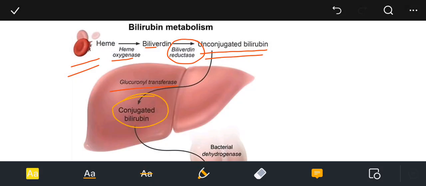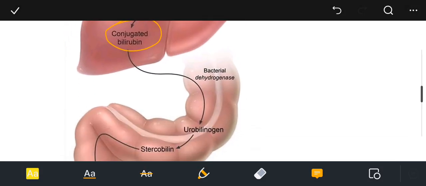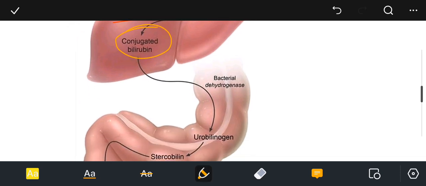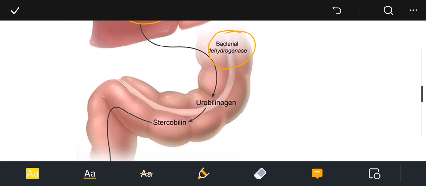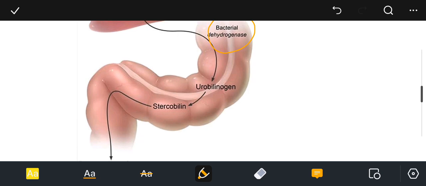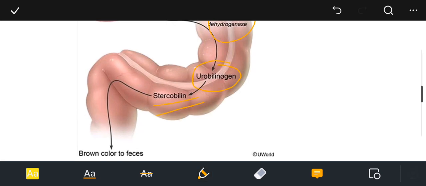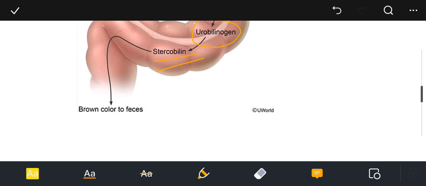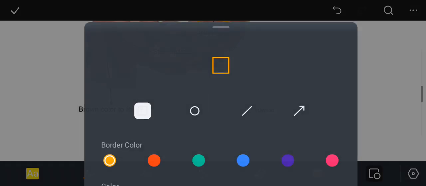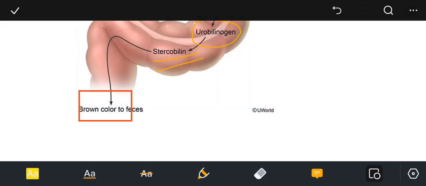As you can see over here, this is conjugated bilirubin. The conjugated bilirubin is acted upon by bacterial dehydrogenases, and these will convert the conjugated bilirubin into urobilinogen. This urobilinogen will be converted into stercobilin, and stercobilin will give the brown color to the feces. So this is going to provide the brown color to the feces.